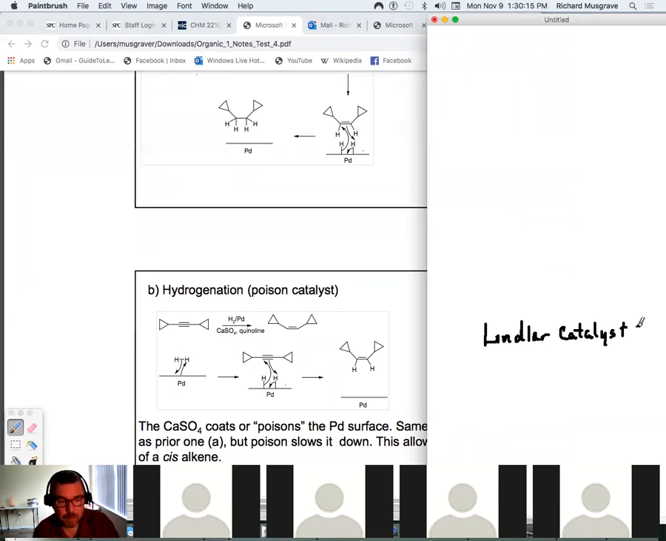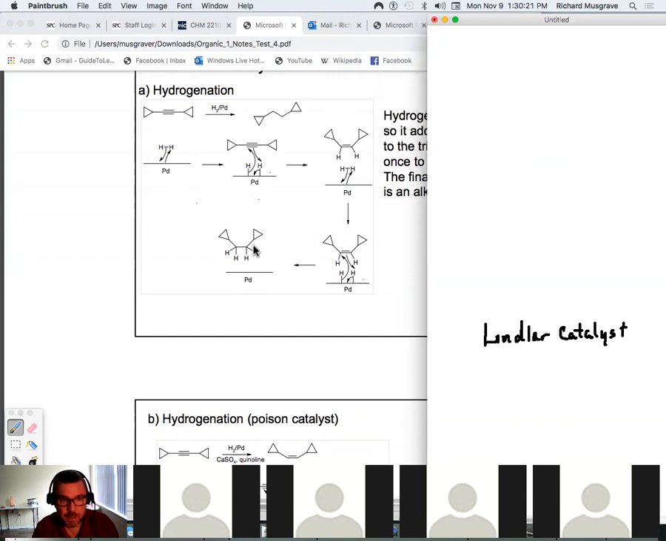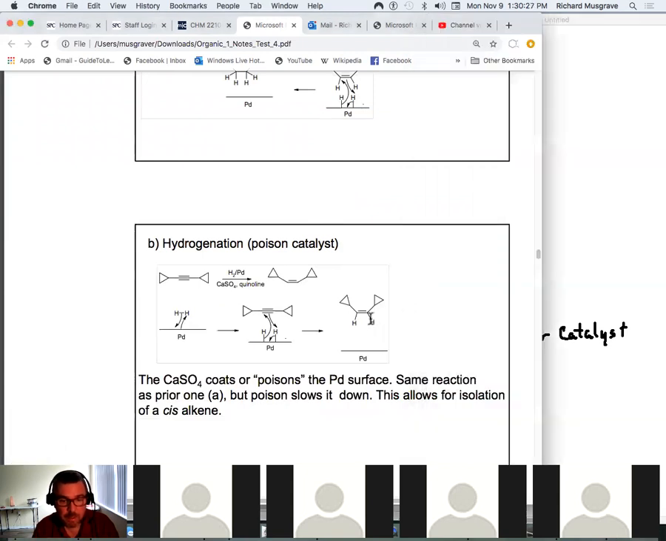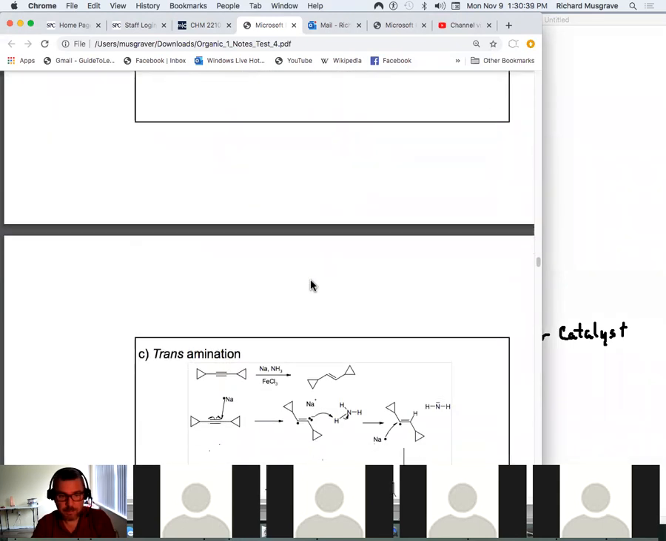So it's used to slow down this hydrogenation process so that we don't end up with the alkane like we did in the previous one. So it stops at the, and it's cool, it's a cis alkene. A cis alkene is the product. That's with the poisoned catalyst. Anybody have any questions? Okay.